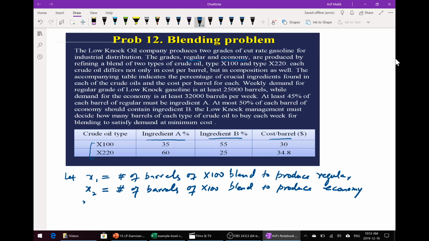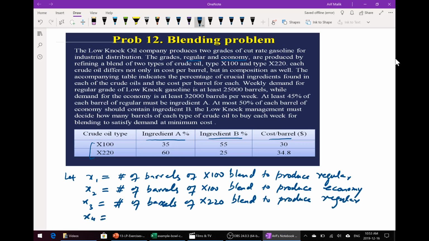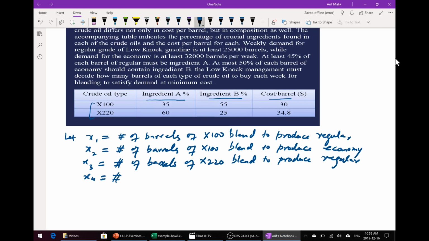Then we define X3 as the number of barrels of X220 blended to produce regular, and X4 is equal to the number of barrels of X220 blended to produce economy.